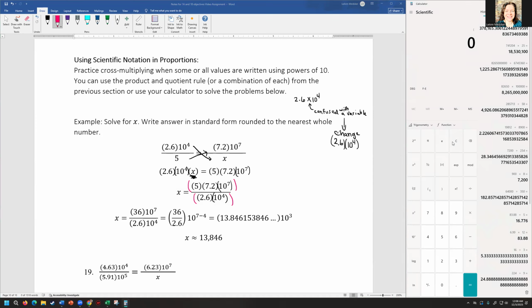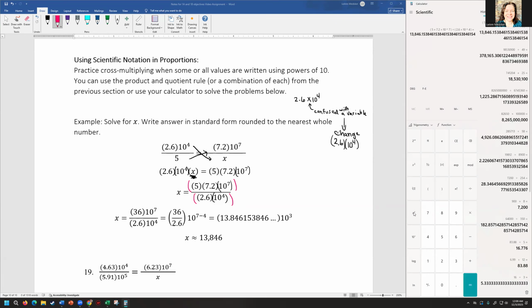If I was at this moment, 5 times 7.2, and I'm just using the times button on the calculator, times 10, and I need to put that in an exponent form to the seventh, close my numerator parentheses, and notice it tells me what that all multiplies out to. Divide, open a parentheses for the whole denominator, 2.6 times 10 to the 4th, close that parentheses, and then that's the denominator part, and then hit equals or enter, okay?